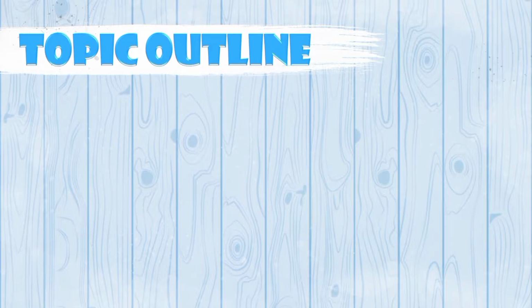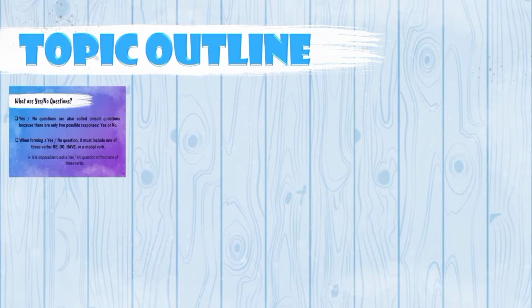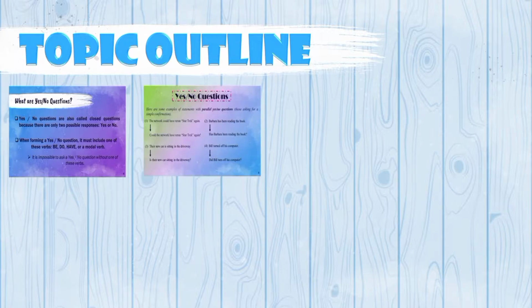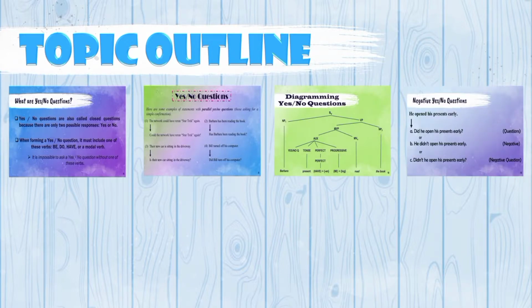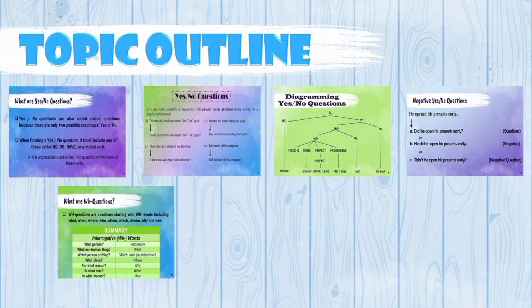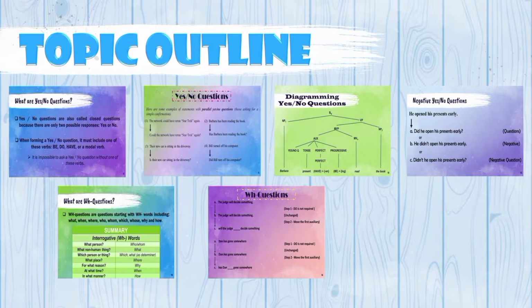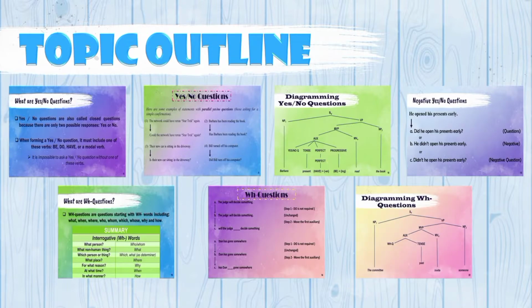So our discussion is divided into 7 partitions. First, we will define yes or no questions. Second, we will be giving examples. Third, we will diagram it. Fourth, we will be dealing about negative yes or no questions. Fifth, we will be defining WH questions. Sixth, we will be giving examples. And seventh, we will diagram it.